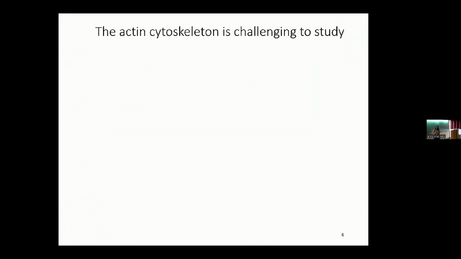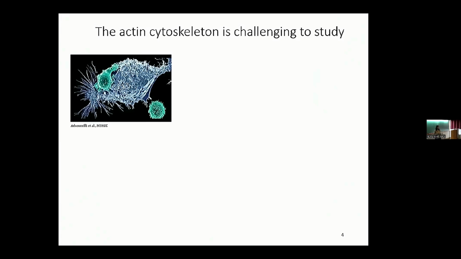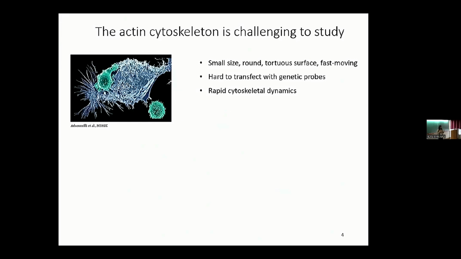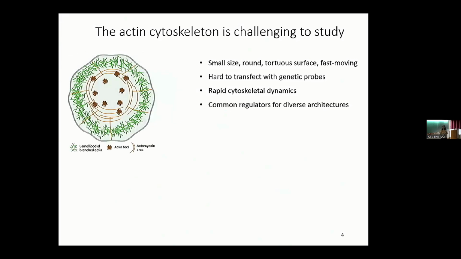The issue here is that the actin cytoskeleton is very challenging to study, particularly so in T cells, because the T cells are highly small, they're round, they have a very tortuous surface with a lot of projections, they're very fast moving. They're hard to transfect with genetic probes, they have very rapid cytoskeletal dynamics that are hard to track, and they actually have a lot of common regulators for diverse actin architectures, an example being the ARP2/3 complex, which is a very important branched actin nucleating factor.